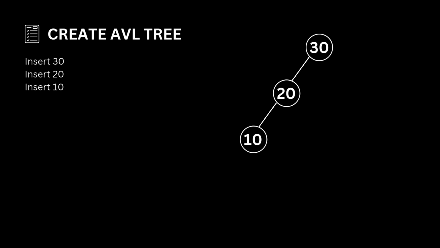Now we insert 30. Next, we insert 20. Since 20 is less than 30, it becomes the left child of 30. The tree remains balanced. Now we insert 10. It becomes the left child of 20.